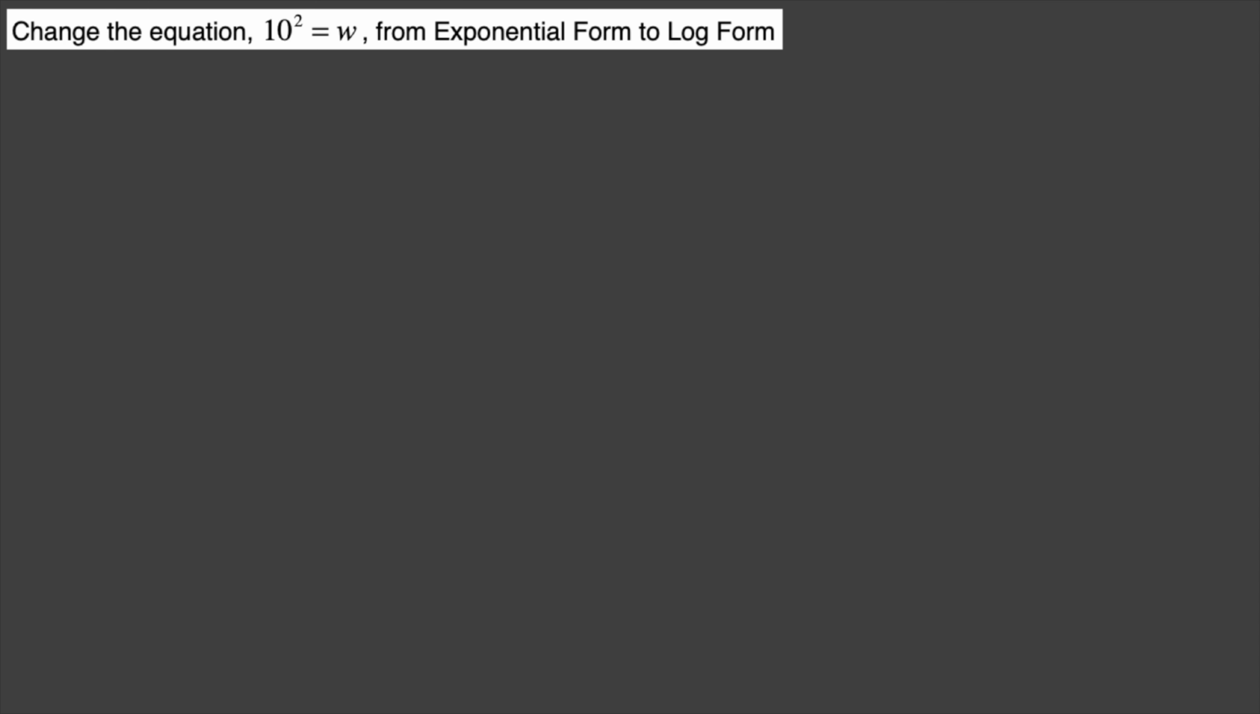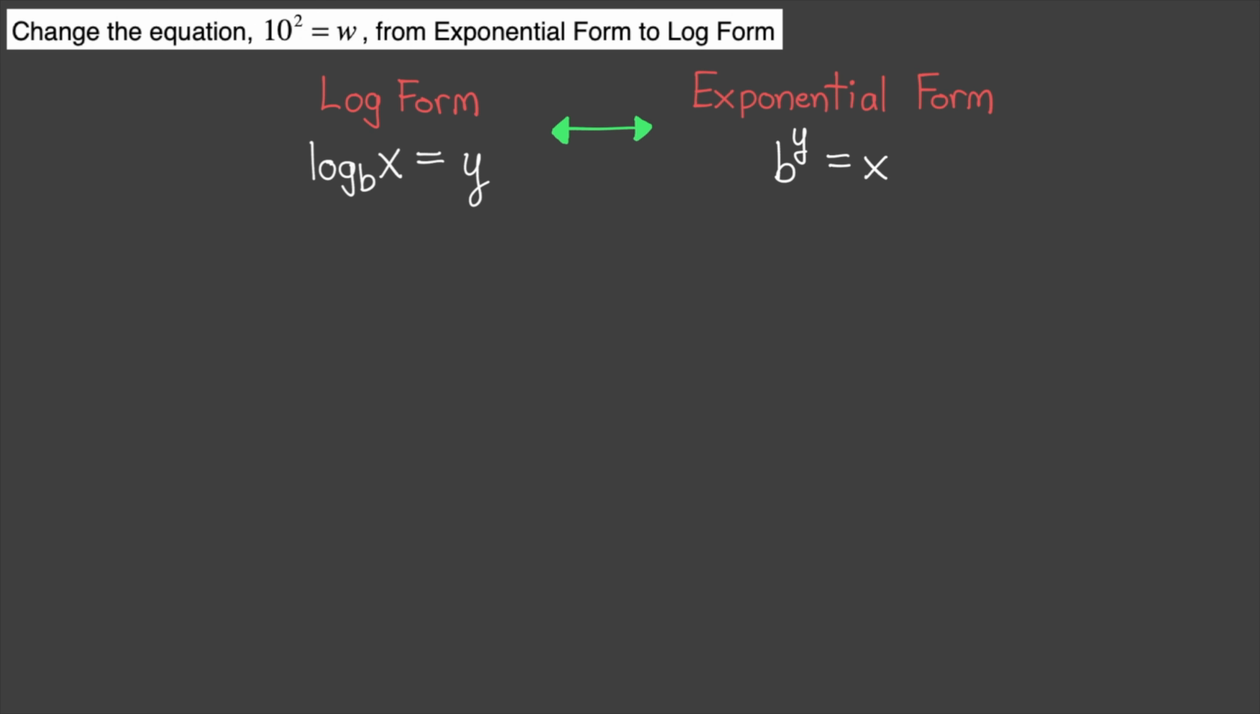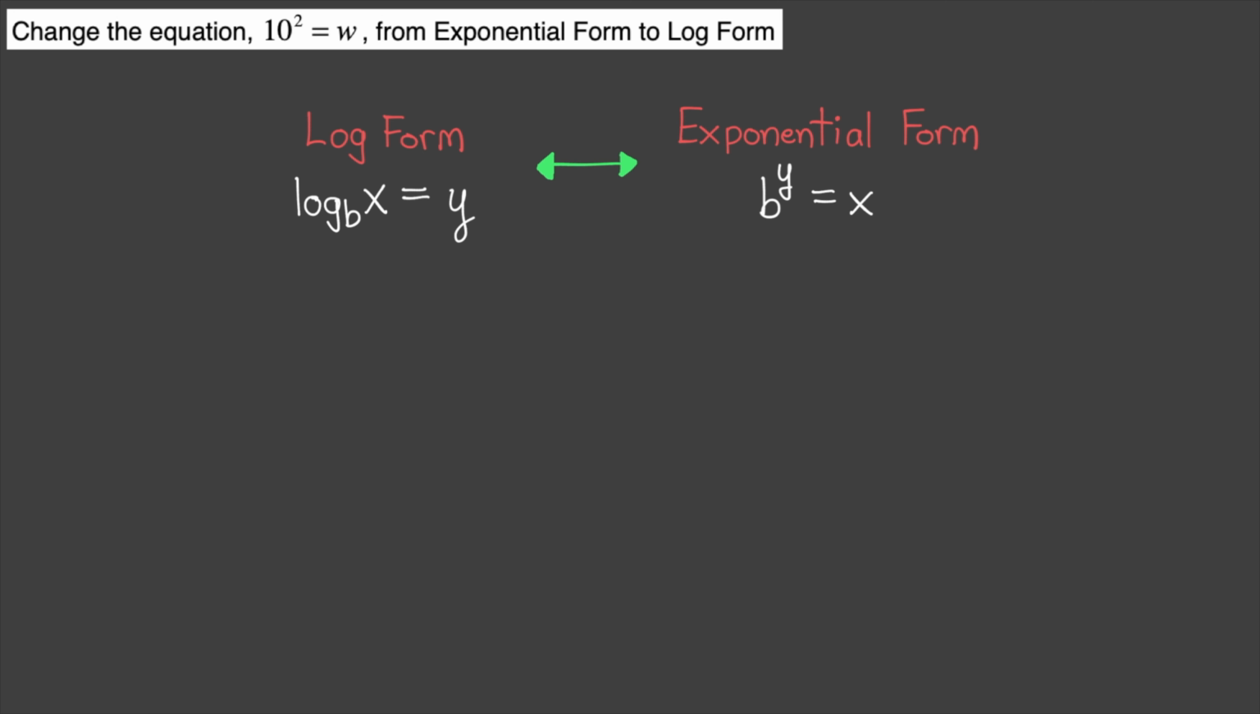This question says, change the equation 10 to the power of 2 equals w from exponential form to log form. All right, so how do we change this equation, which is in exponential form, to log form? Here's a diagram to help us with this. So our equation here is in this form, and we want to change it to log form.